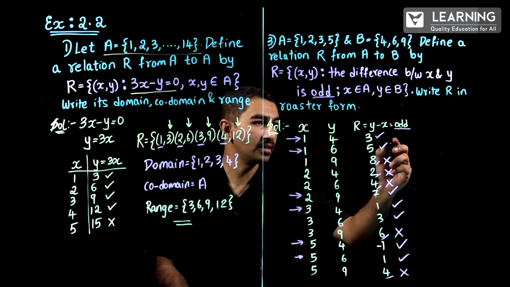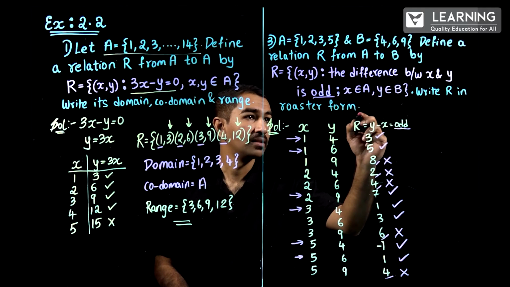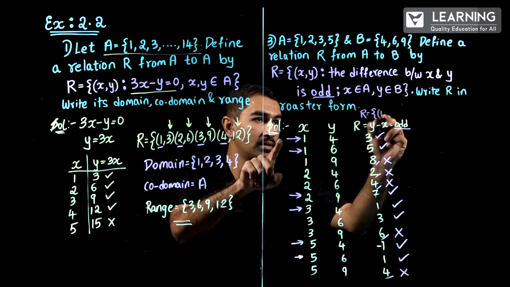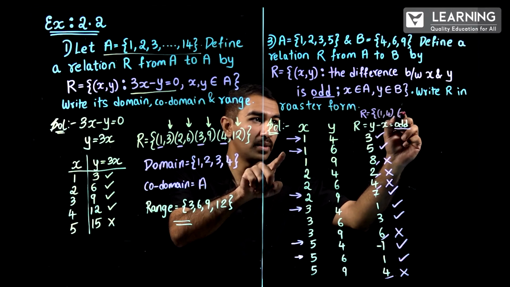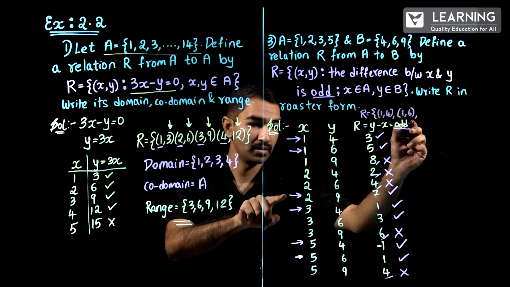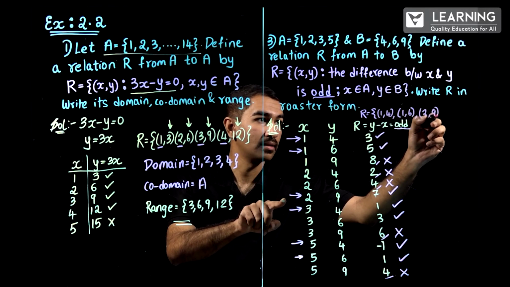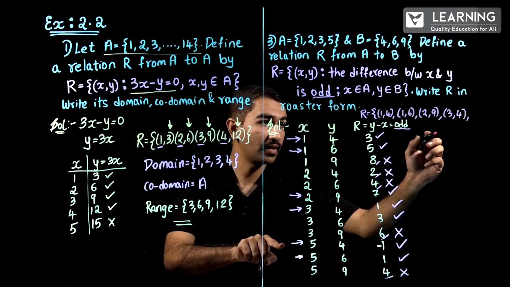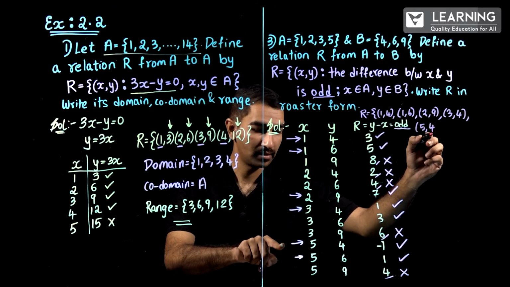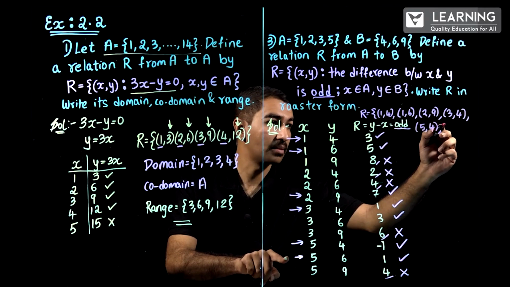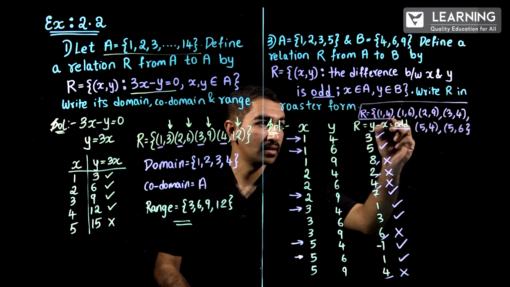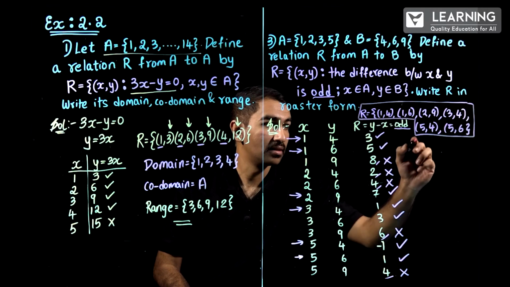So finally we can write here r equals, so write down the relation, students. So the very first one, 1 comma 4, comma 1 comma 6, comma 2 comma 9, comma 3 comma 4, comma 5 comma 4, comma 5 comma 6. So this will be your final answer in the roster form.